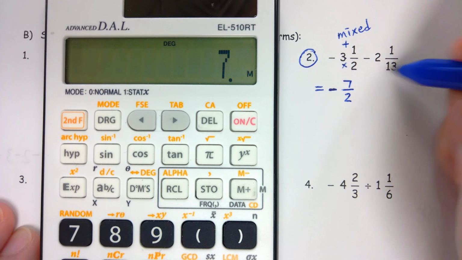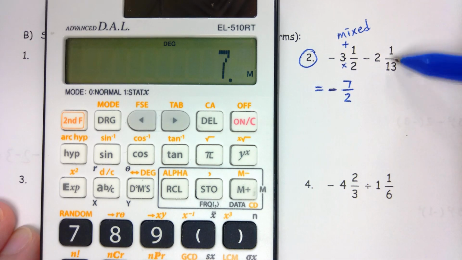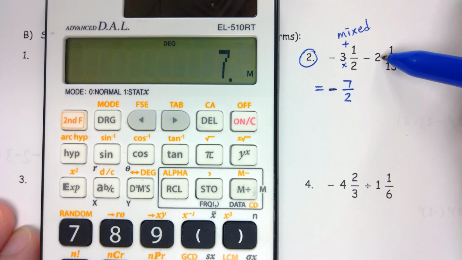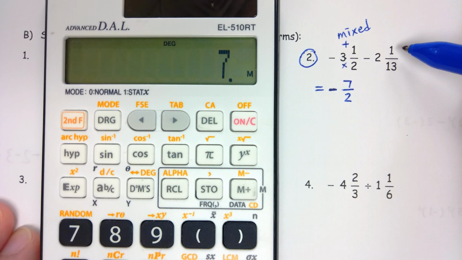So then can you guys do this one for me? Change this to an improper fraction. And you can use your calculator if you want. Okay, what is this?